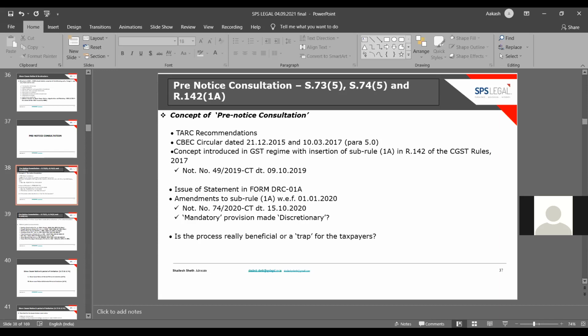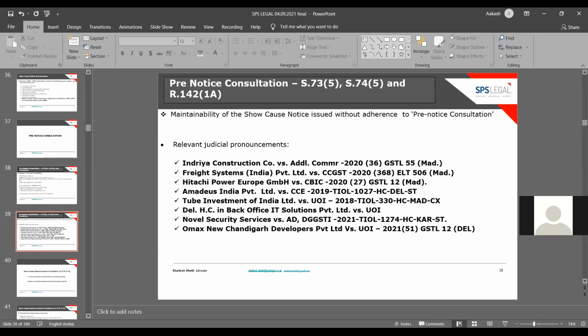Personally, given the manner in which such pre-notice consultations are carried out, I am dead against this entire process. It is better that this pre-notice consultation process is completely done away with and omitted from the statute book. It is better for the taxpayers, whatever may be the contrary claims. Having said that, in all these judgments, it has been held that if pre-notice consultation and the board circulars under the erstwhile regime are not adhered to, then the subsequent notice will become invalid. At least this is some security given by the High Court.